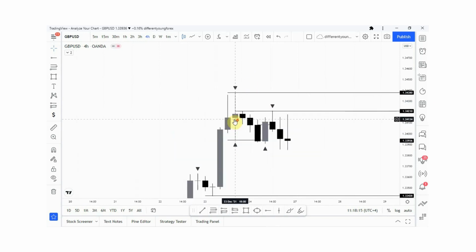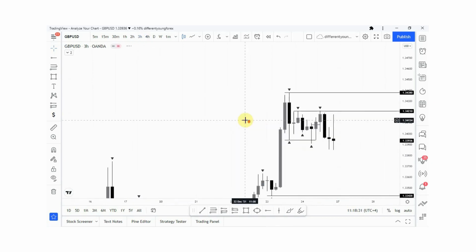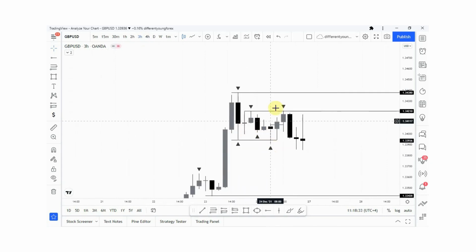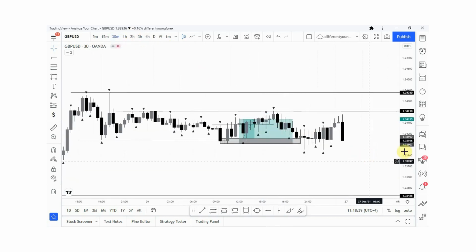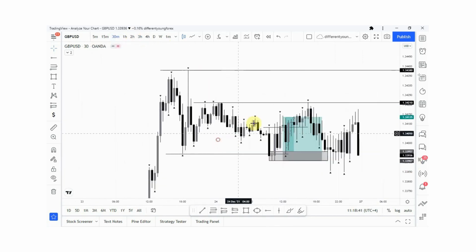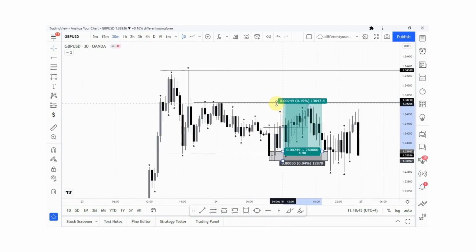As you can see, we also have a liquidity taken for the next range, but we will not take it because the day was ended here. Also it was Friday, so the week was ended. And let's go back to the 3H time frame. As you can see, from liquidity to liquidity, we are looking from this level to this level. Going back to the 30-minute, as you can see, we have hit the TP, right?